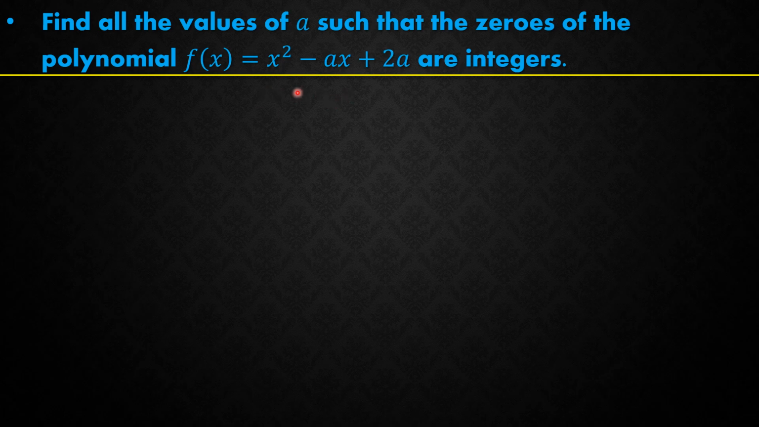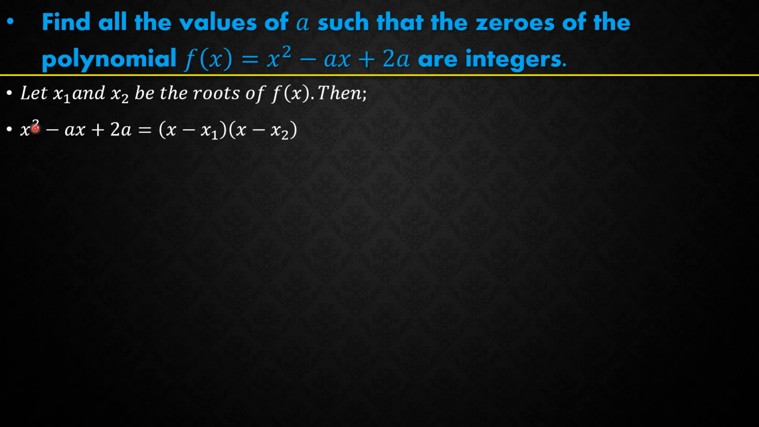If the roots of the polynomial are x1 and x2, then we can write f(x) = (x − x1)(x − x2). That's factorizing the polynomial. If you expand this, simplify, and equate corresponding coefficients, you'll notice that the sum of roots, x1 + x2, is a, and the product of roots is 2a.